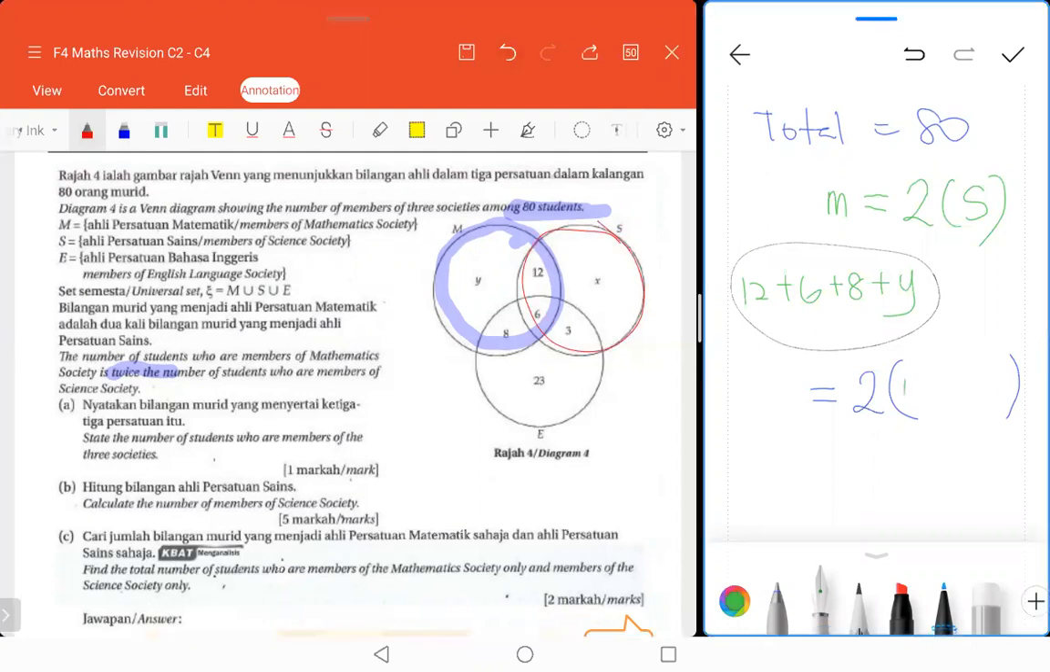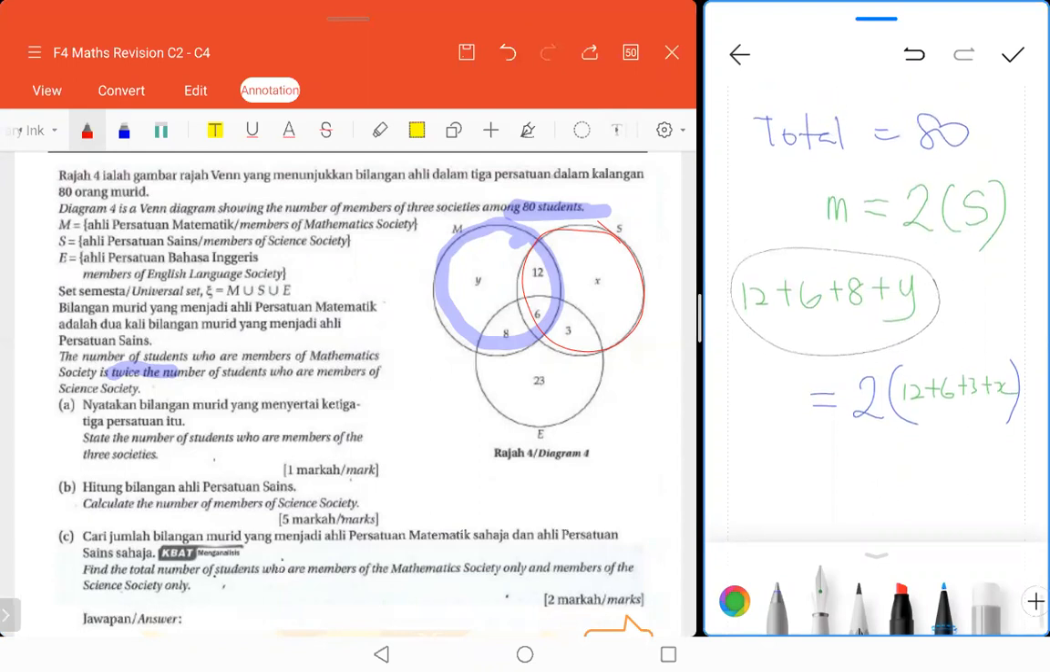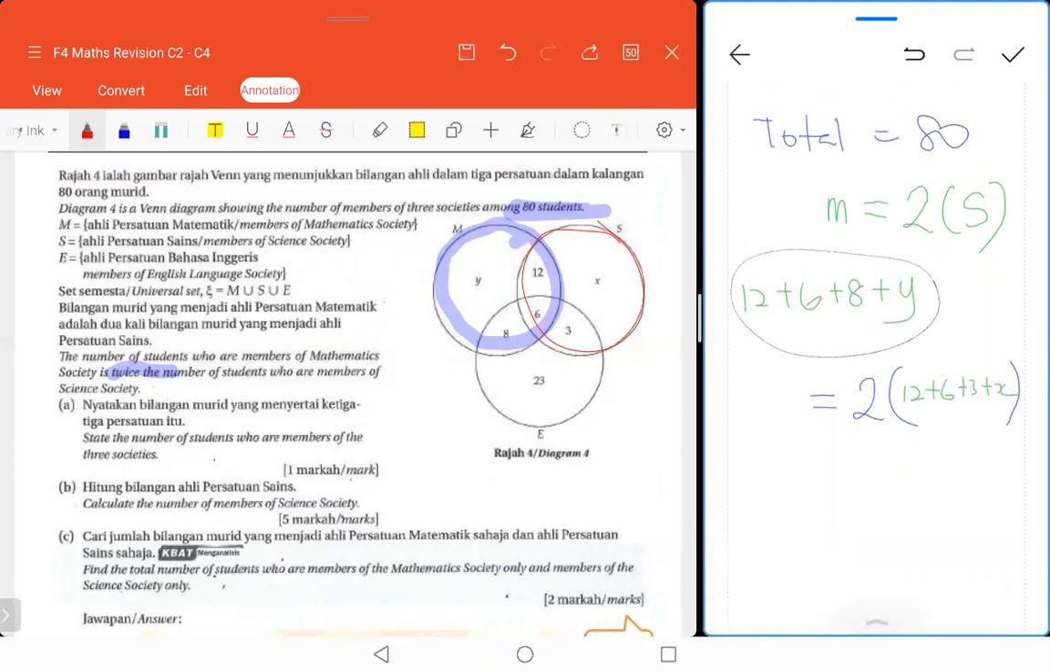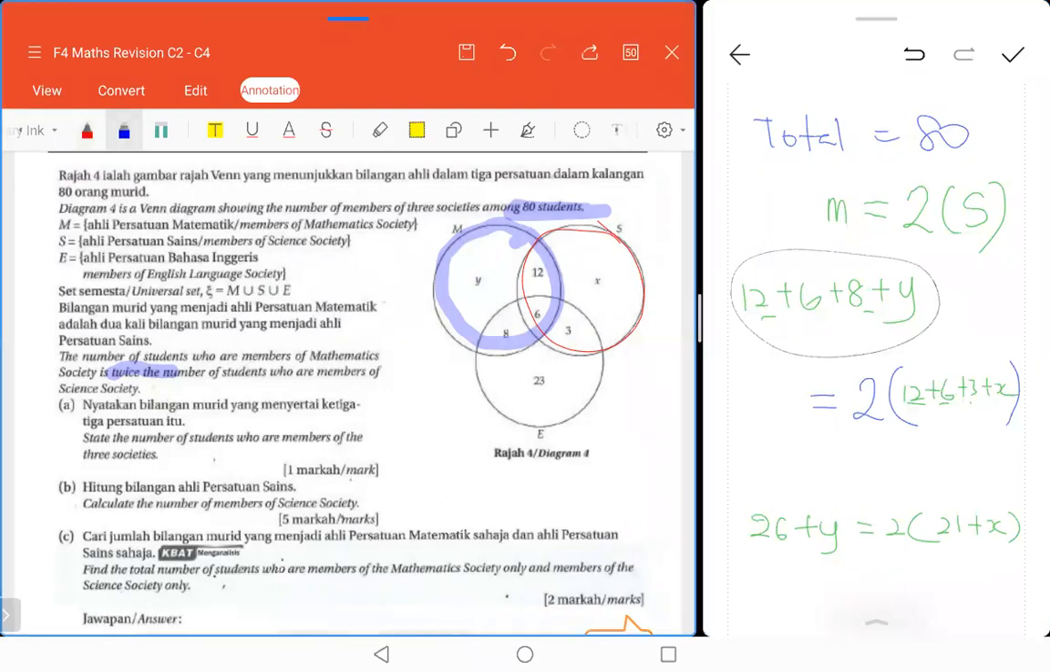So 12 plus 6 plus 3 plus x. Solve whichever you can solve first. Means you add up first. 26 plus y equal to 2 times 21 plus x. So where do we get this equation from? From this sentence.